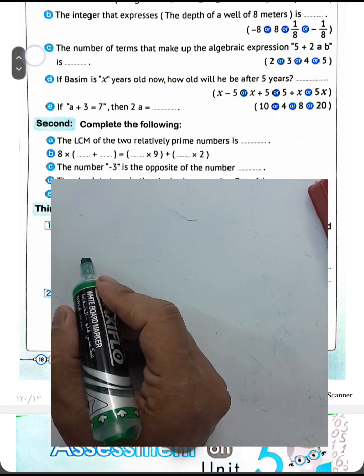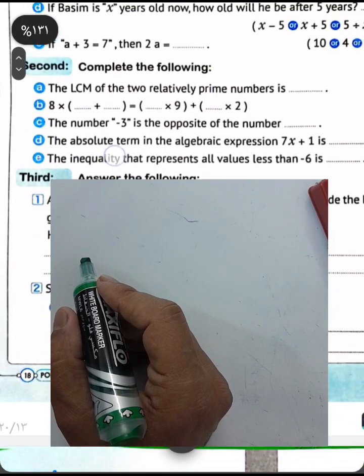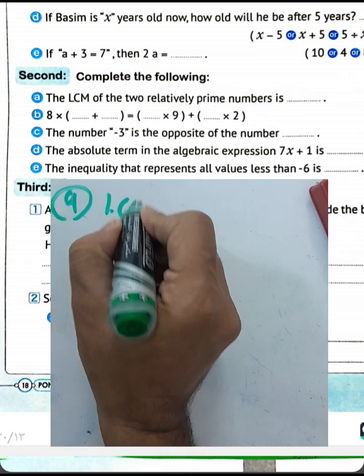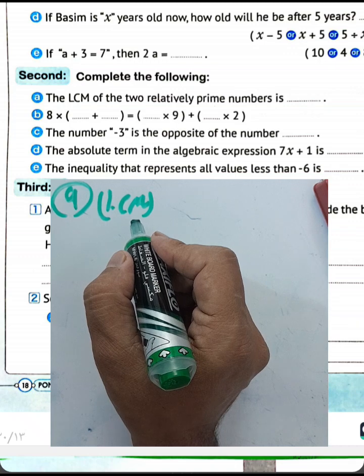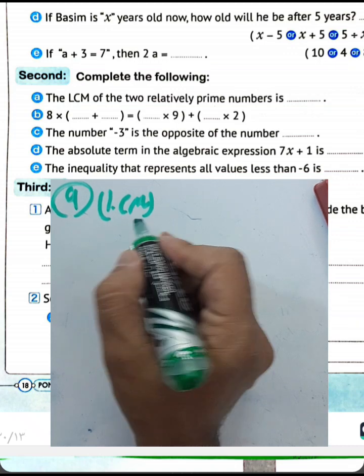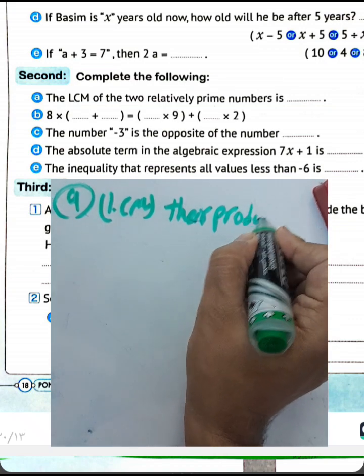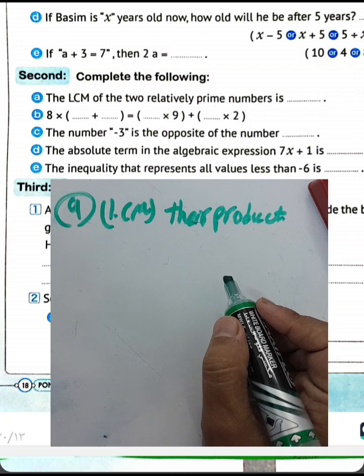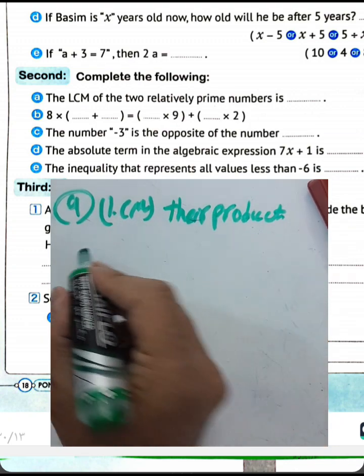Second question, letter E. The least common multiple of any two relatively prime numbers is their product. Right, their product. Okay, the least common multiple of two relatively prime numbers is their product.